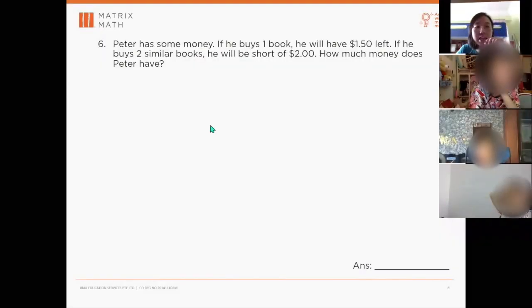Question 6. Peter has some money. If he buys one book, he will have $1.50 left. If he buys two books, he will be short of $2. How much money does Peter have?